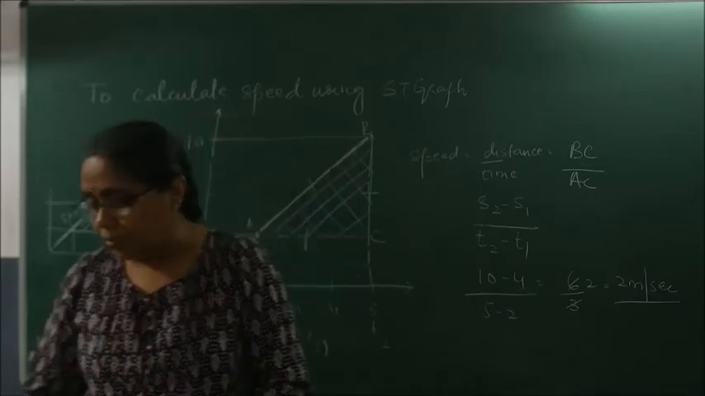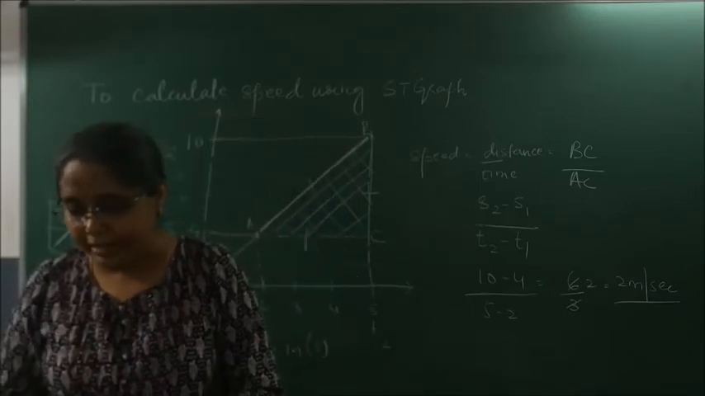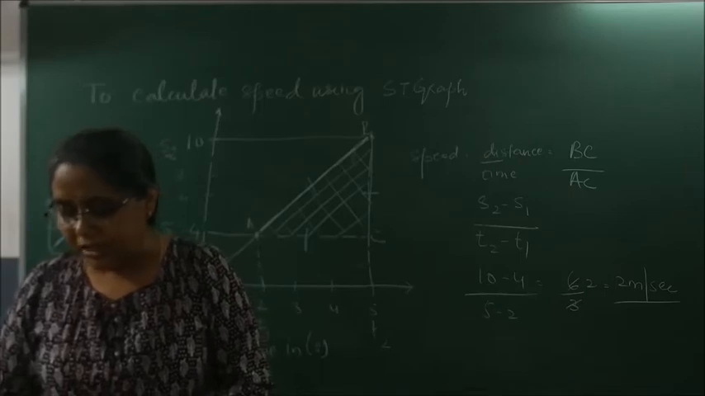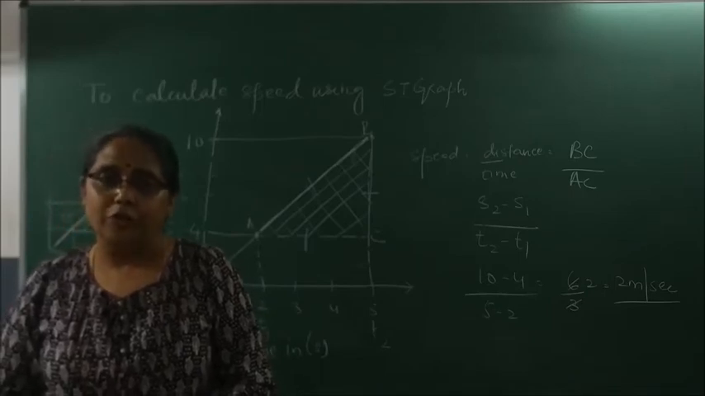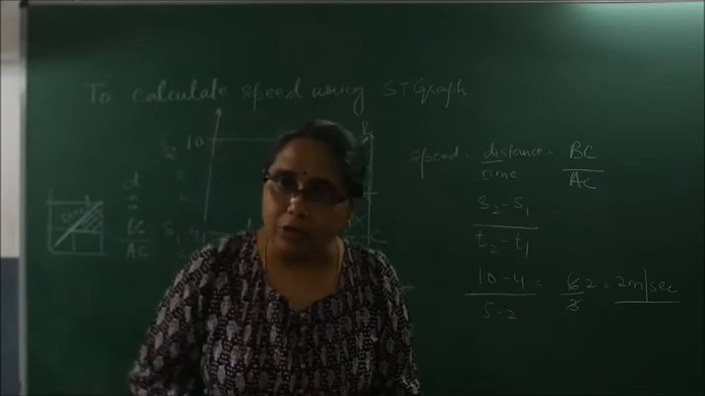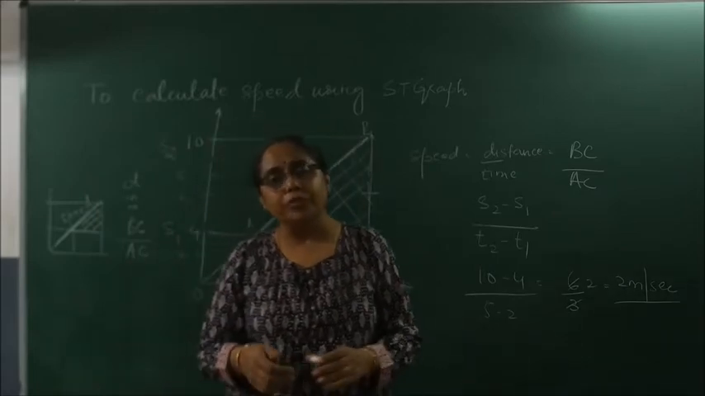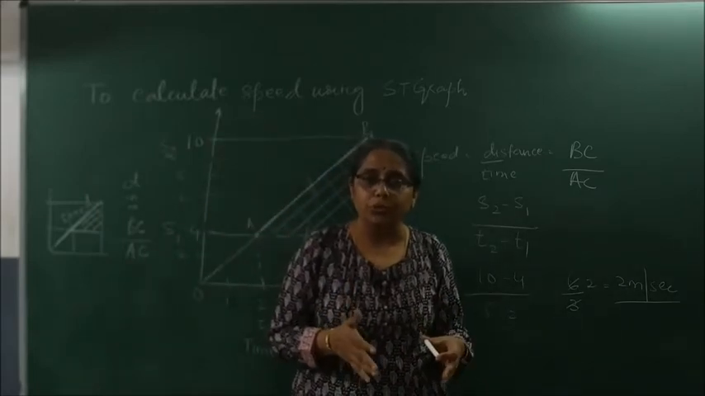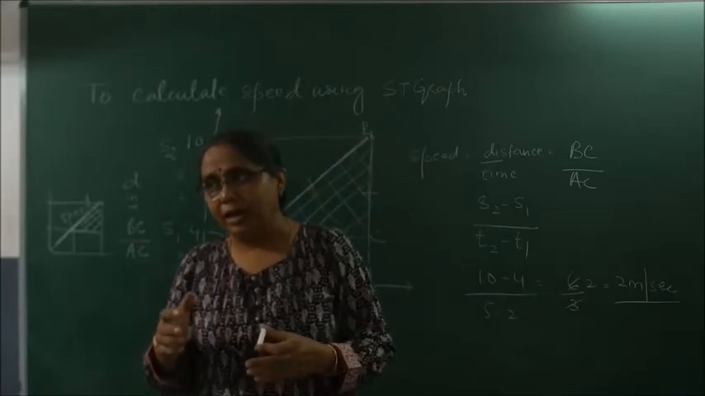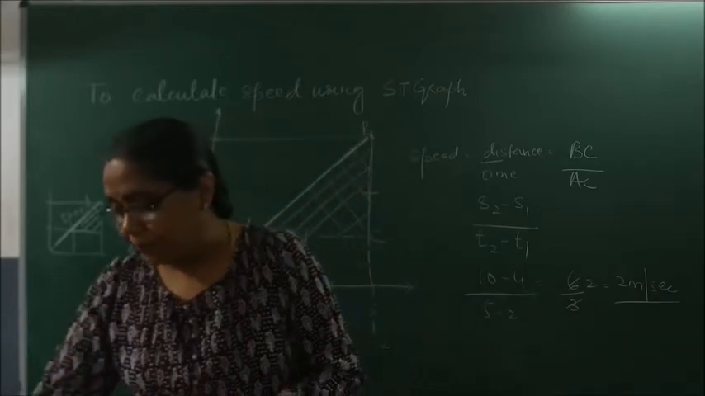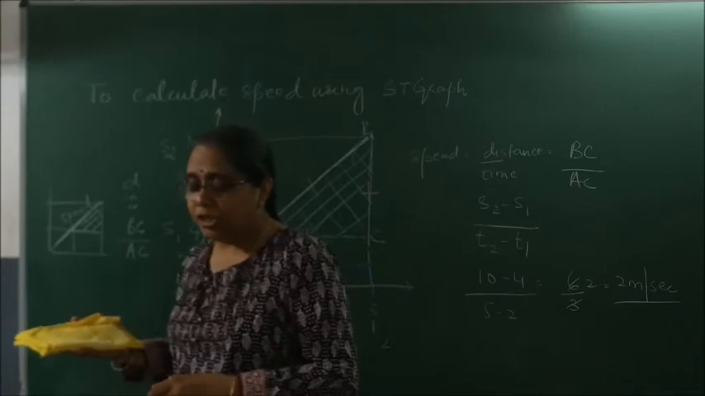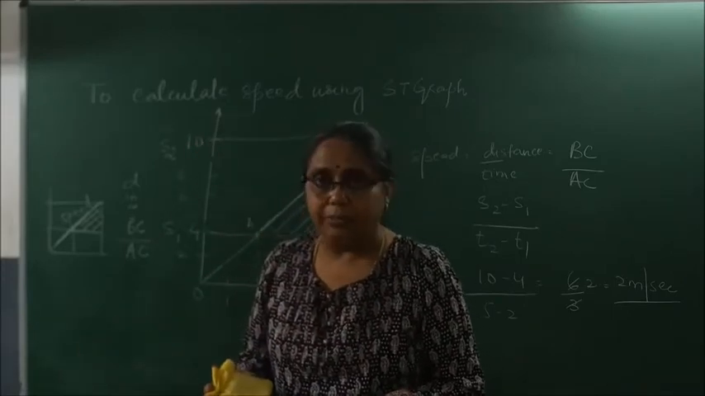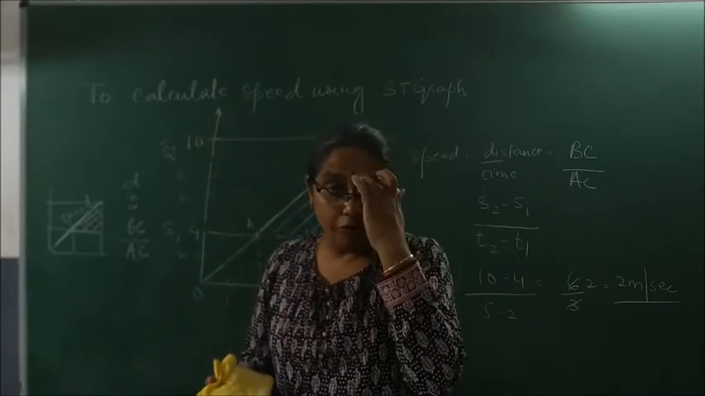Now for the next one, please write the final line there. The slope of the distance time graph gives the speed of the body. Why did I not dictate this? The notes of this chapter have been posted to you. You can check from there and write. Okay. The slope of the distance time graph gives the speed of the body.